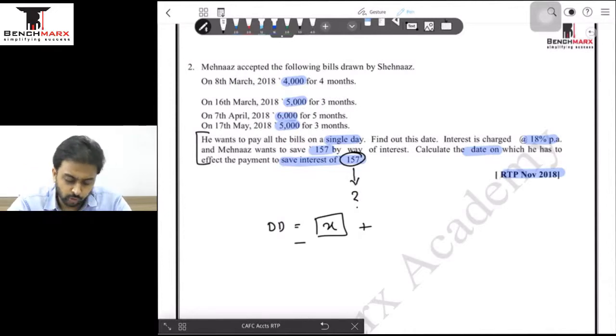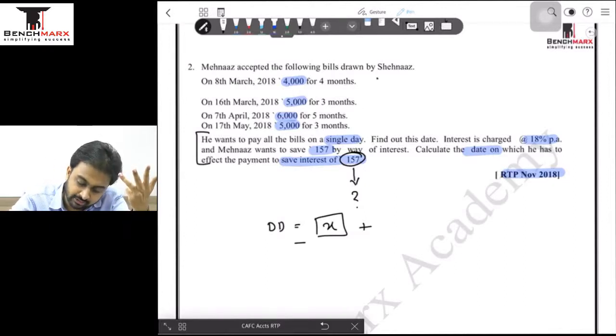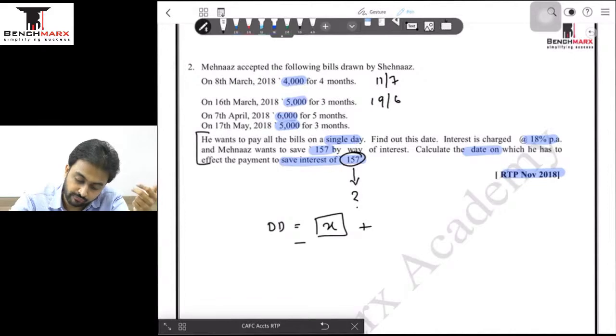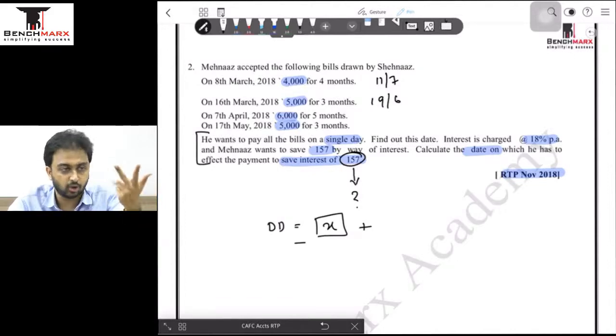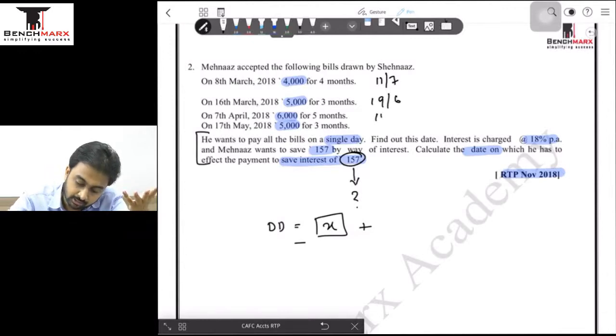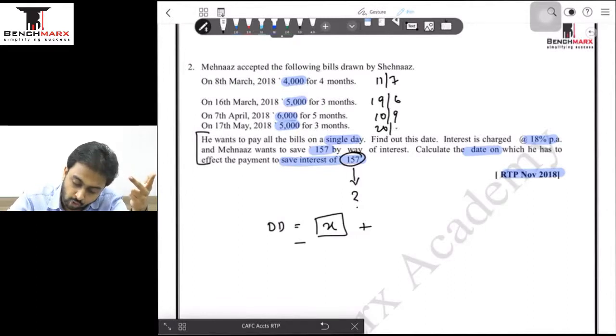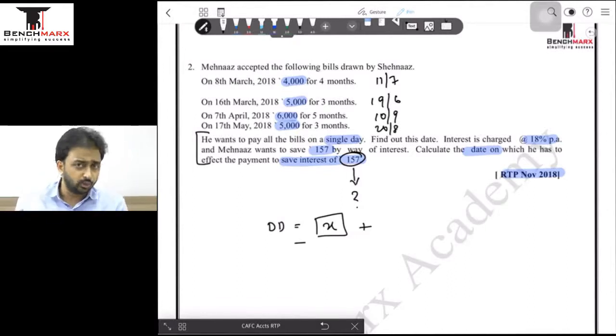8th March plus 4 months, so April, May, June, July, and 8 plus 3 is 11th, so 11th of July. 16th March plus 3 months, April, May, June, 16 plus 3 is 19, so 19th of June. 7th April plus 5 months, so May, June, July, August, September, so 10th of September. And 17th May plus 3 months is June, July, August, so 20th of August. These are my respective due dates for the bills that are drawn.